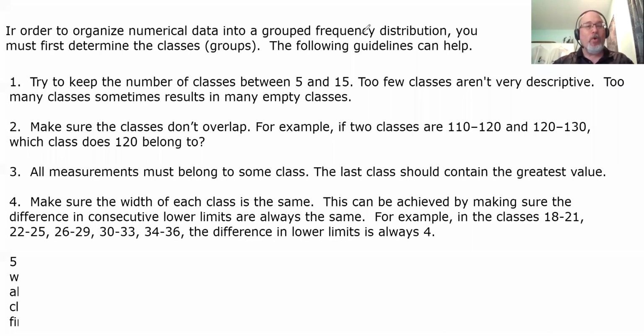But back to number 4, make sure the width of each class is the same. This can be achieved by making sure the differences in consecutive lower limits are always the same. In this case, the lower limits are 18, 22, 26, 30, and 34. They form an arithmetic sequence. Their common difference is always 4.